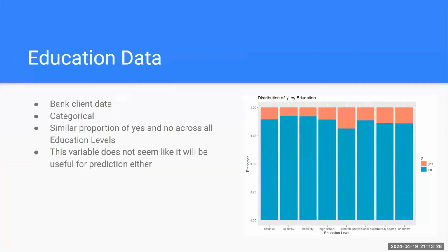education. So here we're looking at the distribution of education. This graph shows similar proportions of yes and no across all education levels. And this variable does not seem like it will be a useful predictor for analysis either.